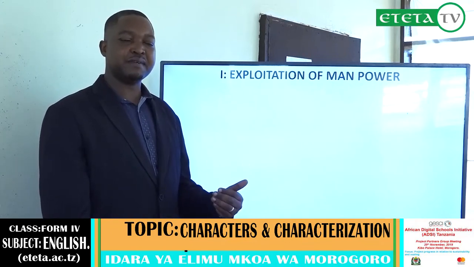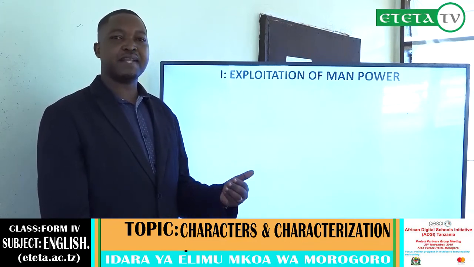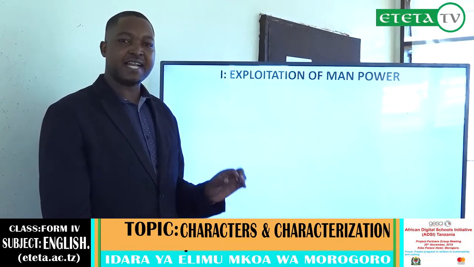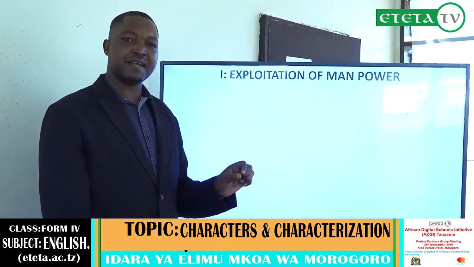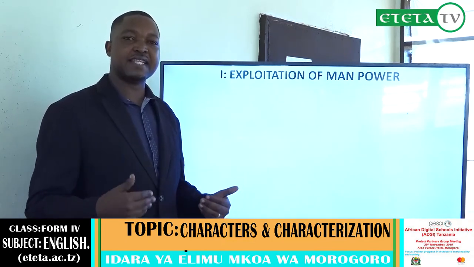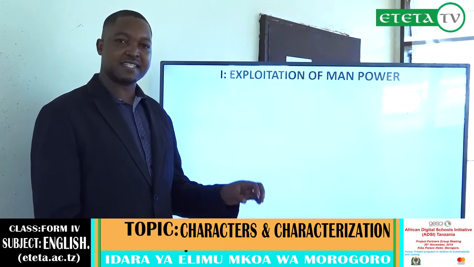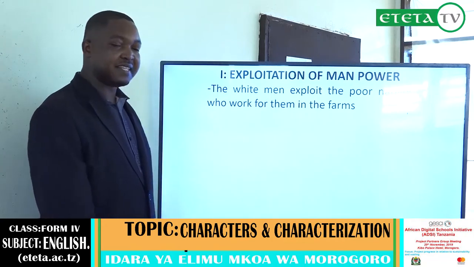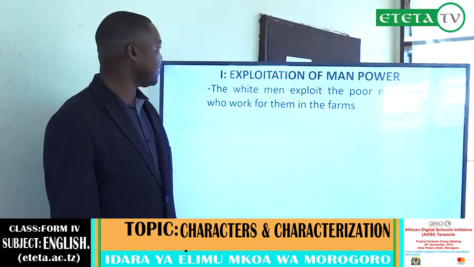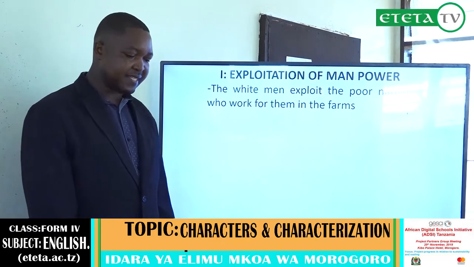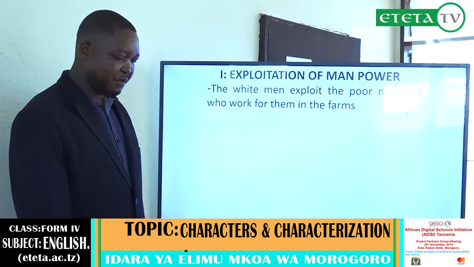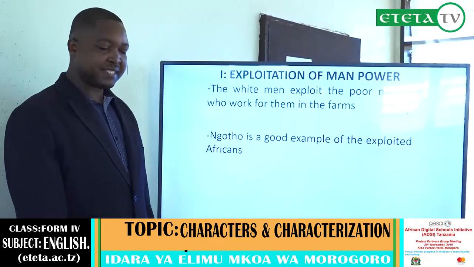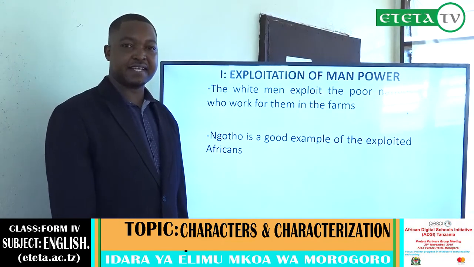They were turned into cheap labor. They worked in the farms, on the plantations of the white people. And actually, the wage that was given to them was not equivalent to the work which they did in the plantations. So that is a sort of exploitation. So exploitation of manpower is one of the themes indicated by the writer Ngugi wa Thiong'o. He says the white men exploit the poor natives who work for them in the farms.